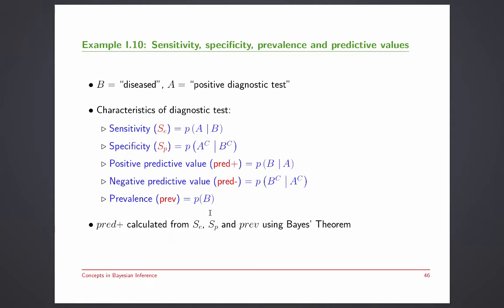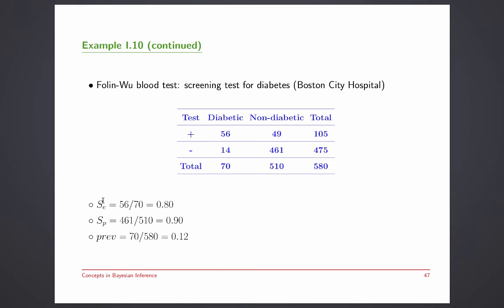So Bayes' theorem expresses the positive and negative predictive value as a function of the sensitivity, the specificity, and the marginal probability, namely the prevalence. We will show how this works in an experiment. So here we see the results of a Folin-Wu blood test, which is a screening test for diabetes. So this table summarizes the results of the test with respect to the diabetic status of the patients.